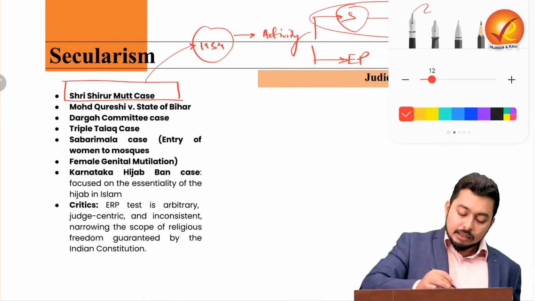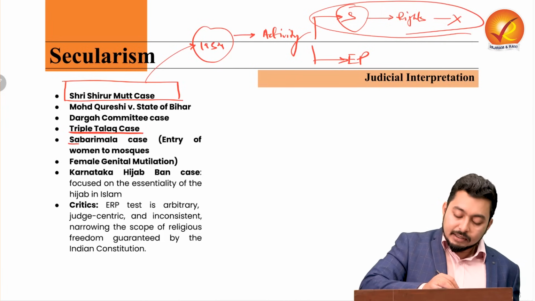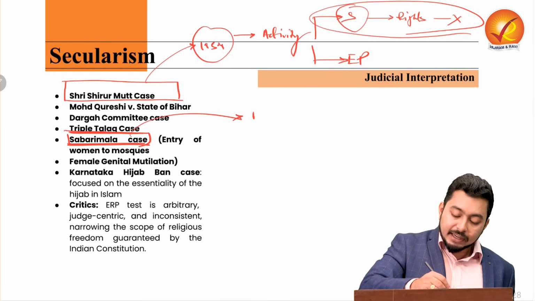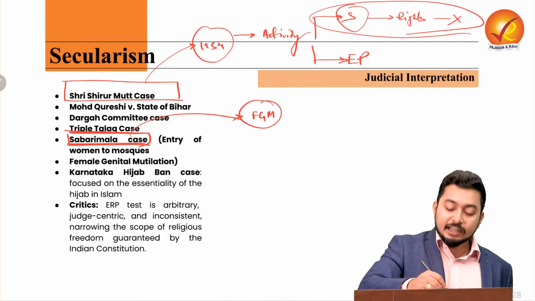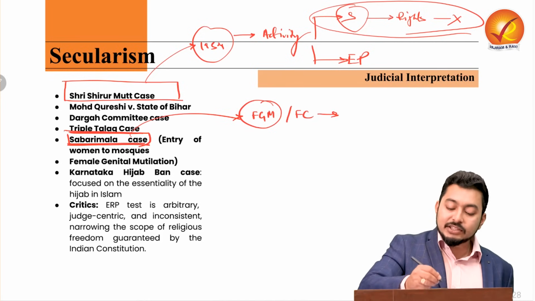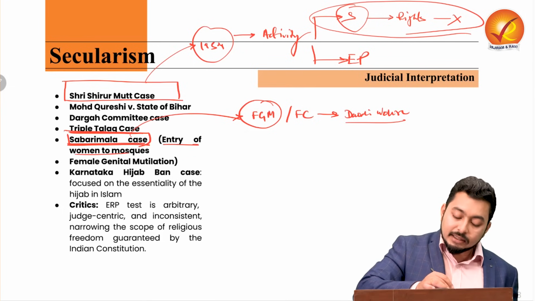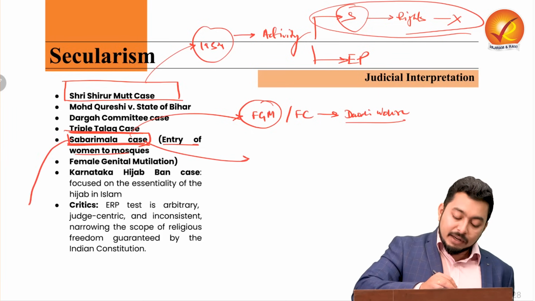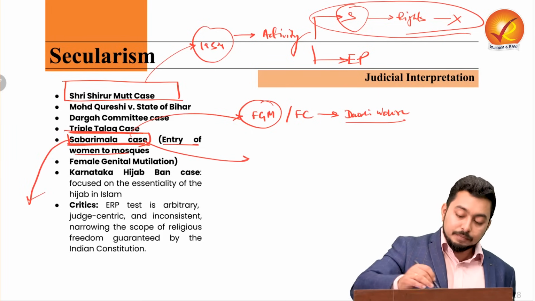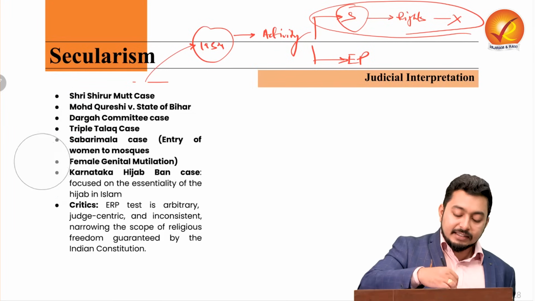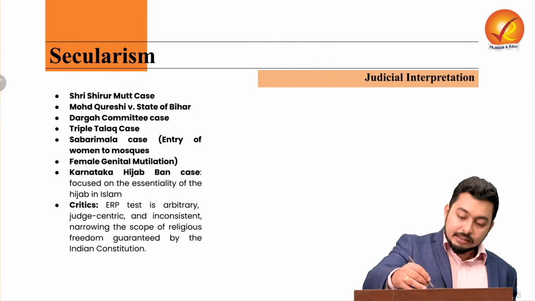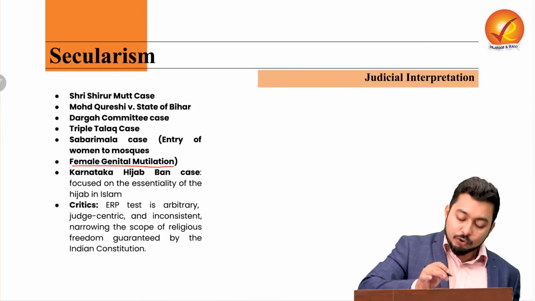Some examples are the recent triple talaq case, then the entry of women into Sabarimala, then the pending petitions on FGM, female genital mutilation, or female circumcision, which happens in the Dawoodi Bohra community. Female genital mutilation as well as entry of women into mosques are pending. Why? Because the Sabarimala case, which allowed the entry of women into the temple, is under review. Once the Sabarimala review is done, the judgments will come on female genital mutilation as well as entry of women into mosques.